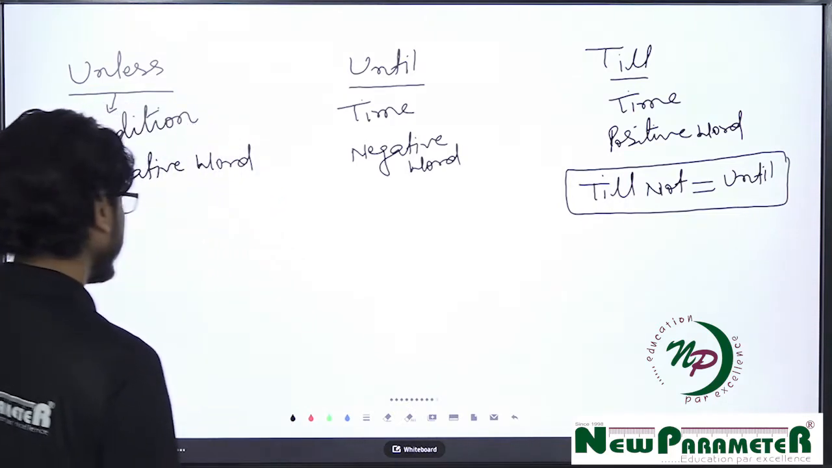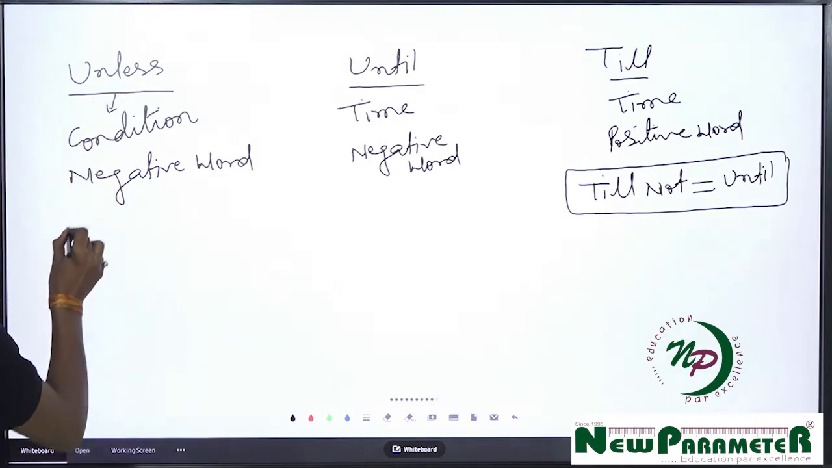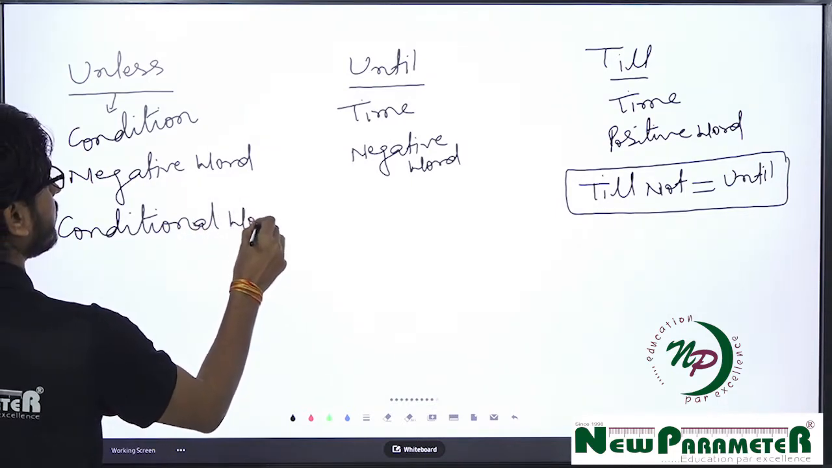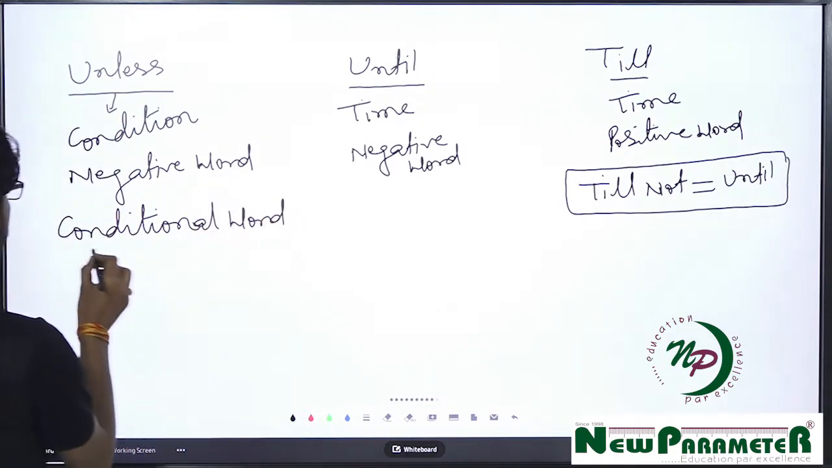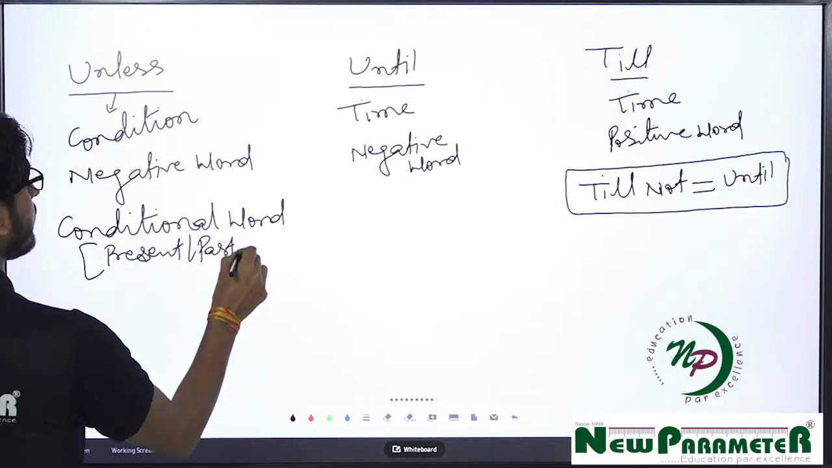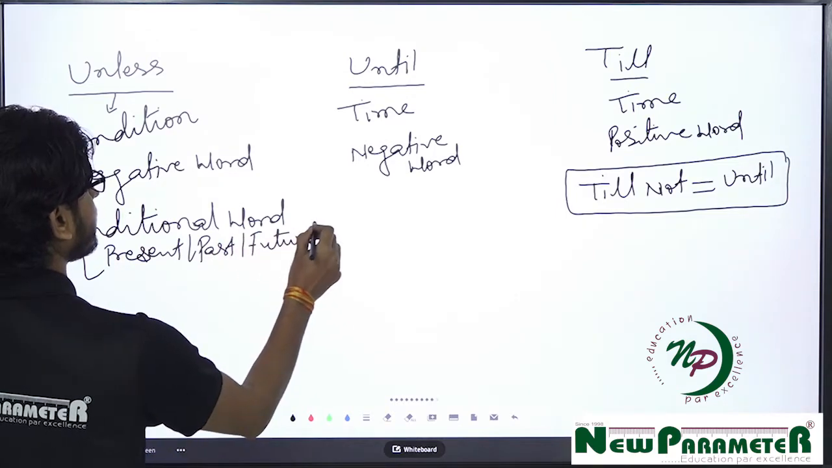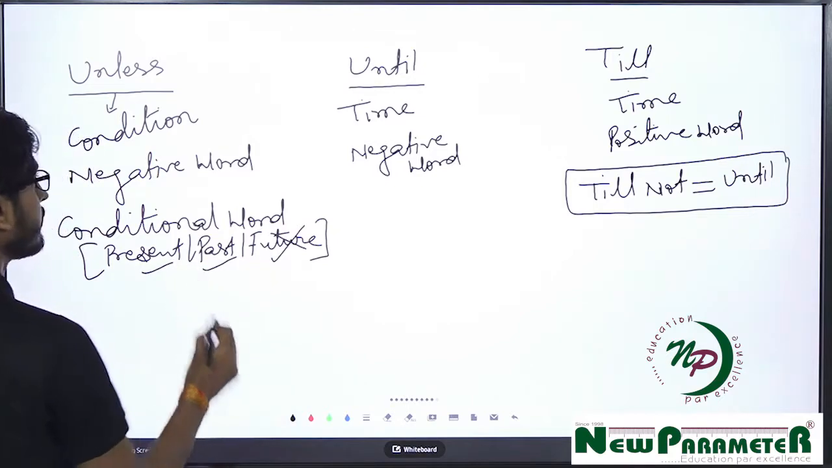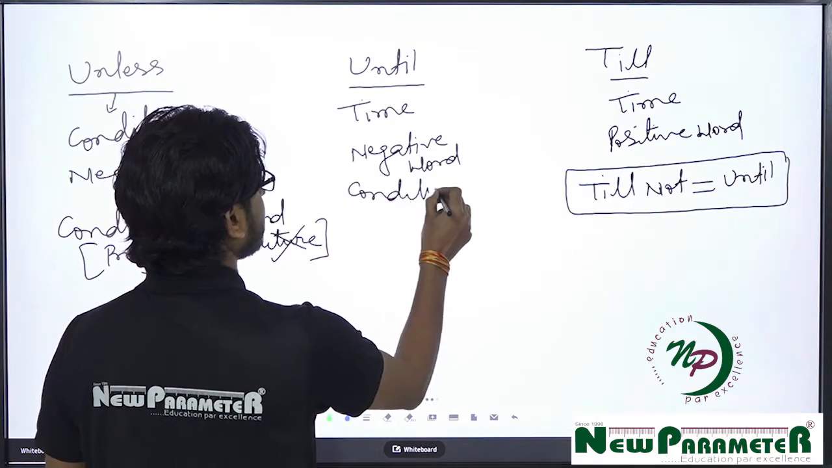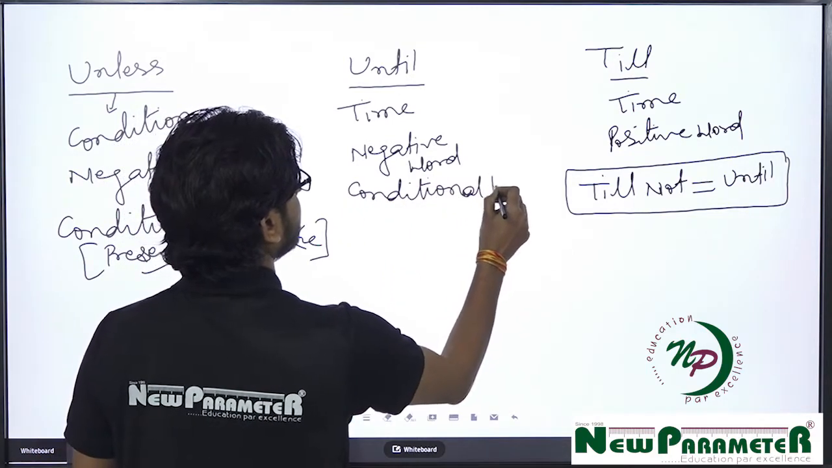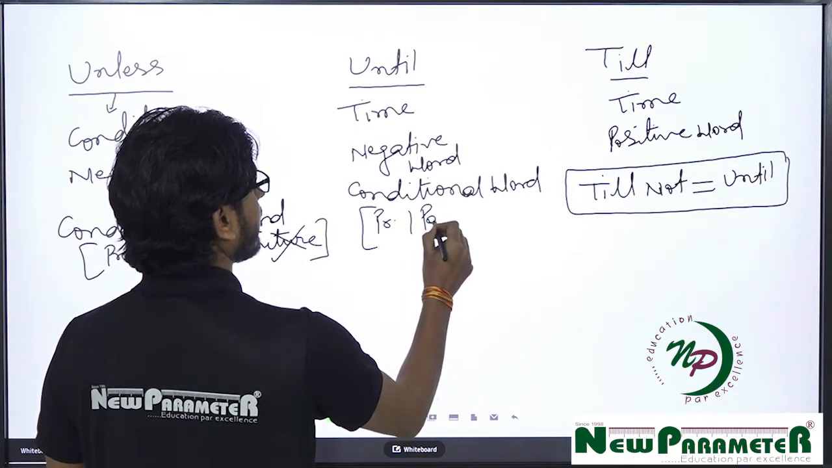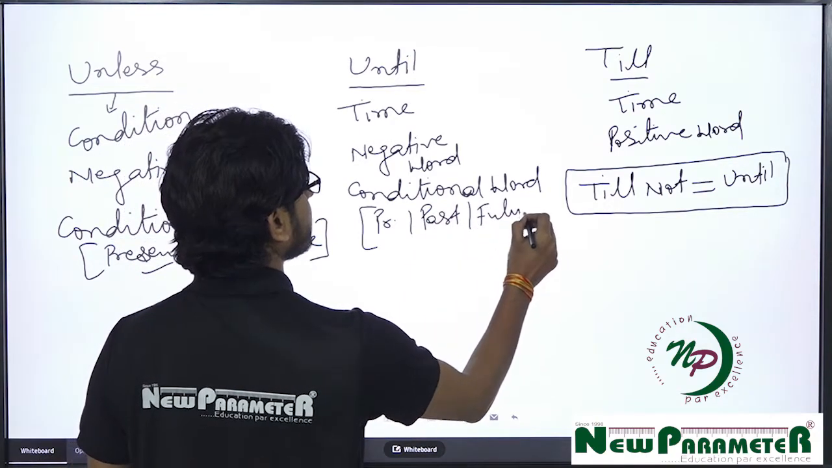So we have to see one thing more, that is "unless" is a conditional word. Conditional word. What do you mean by conditional word? We are allowed to use present tense, past tense, and future tense is not allowed. We can use only present and past. Similarly, "until" is also a conditional word. It is also a conditional word. Once again, present is allowed, past is allowed, but future is not allowed.